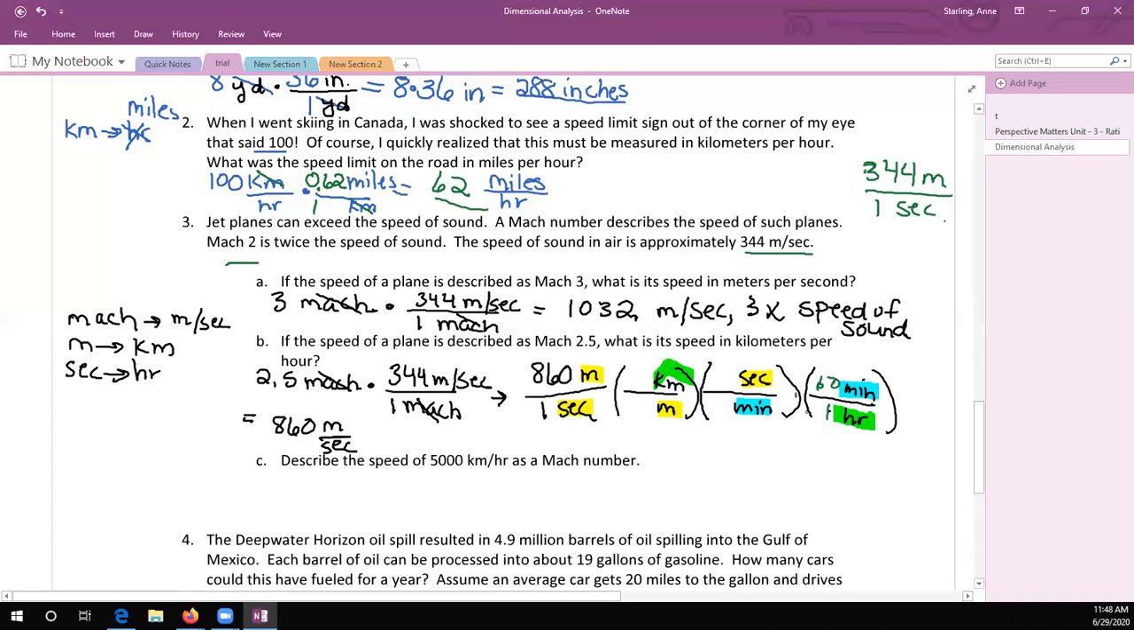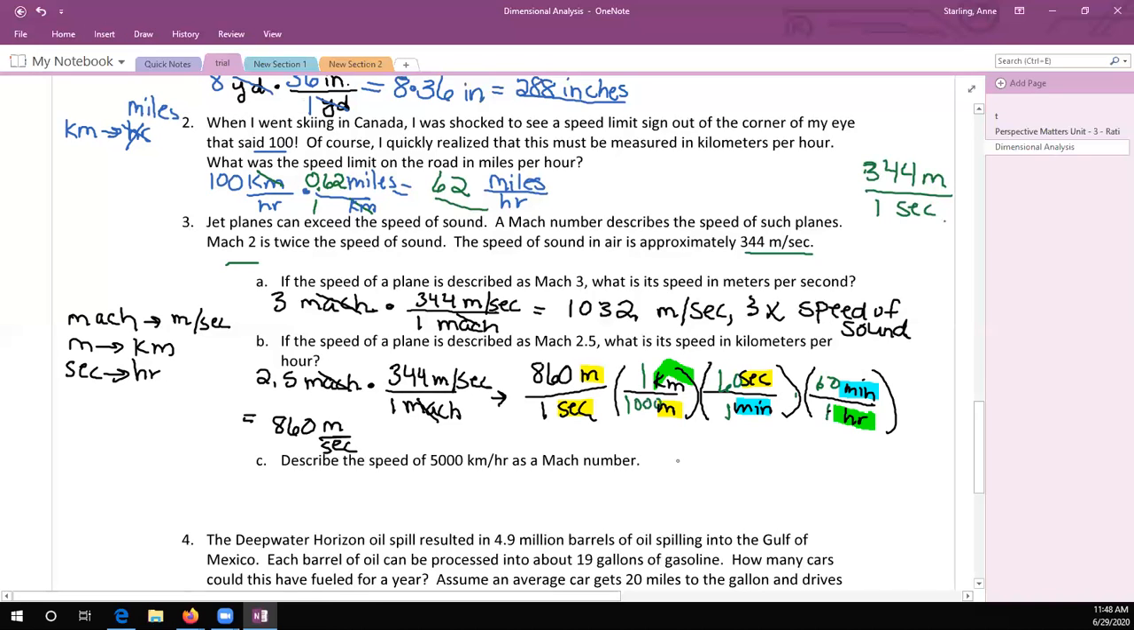There's 60 minutes in an hour. There's 60 seconds in a minute. And then this kilometer one, there's 1,000 meters in 1 kilometer. And then to work this out, you go 860 times 1 times 60 times 60, and then divide by the 1,000.